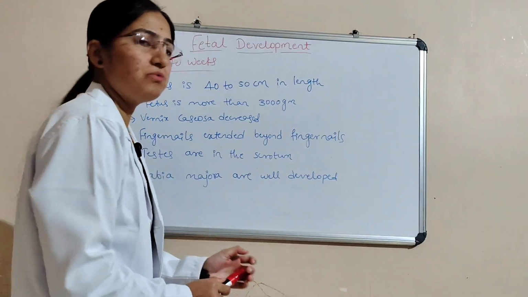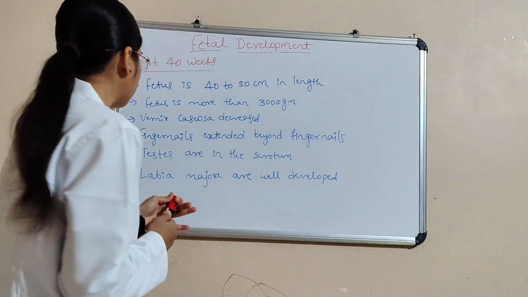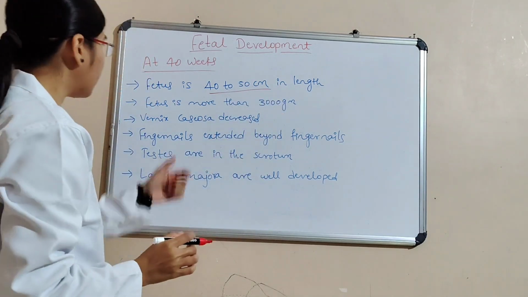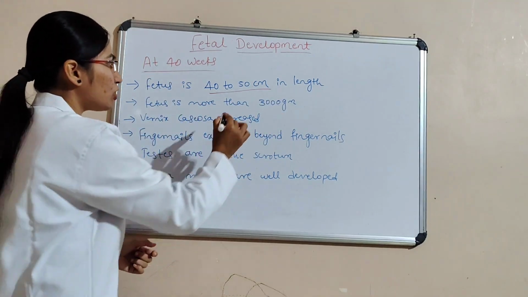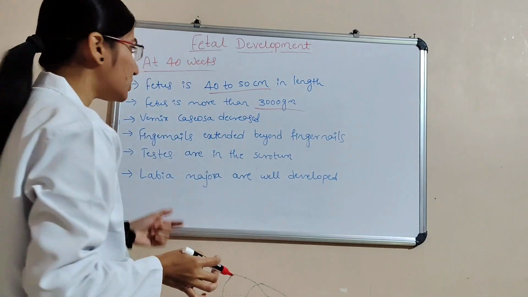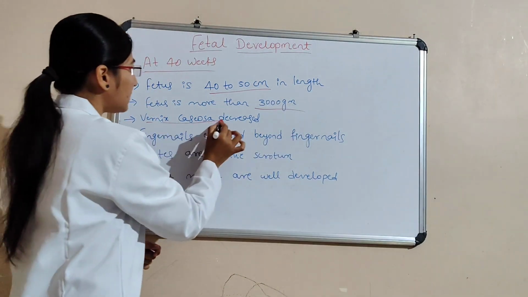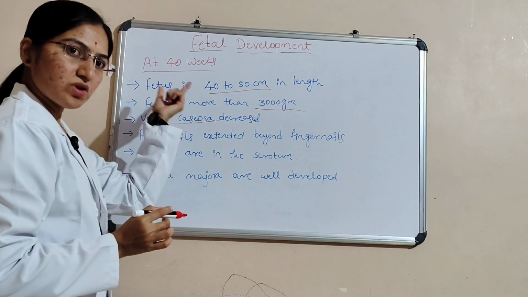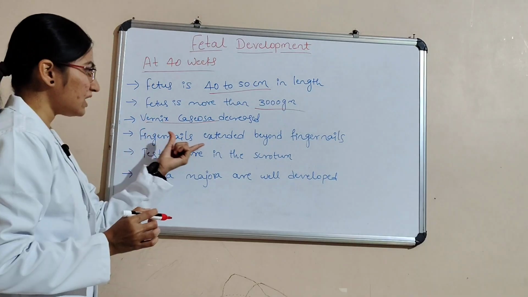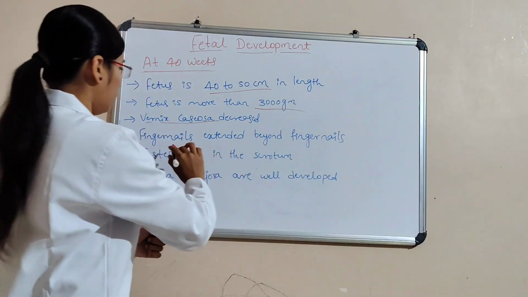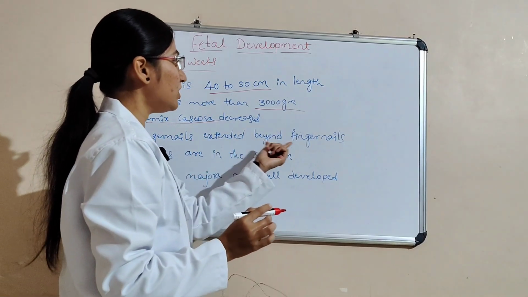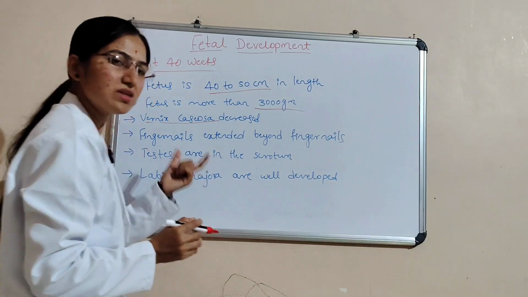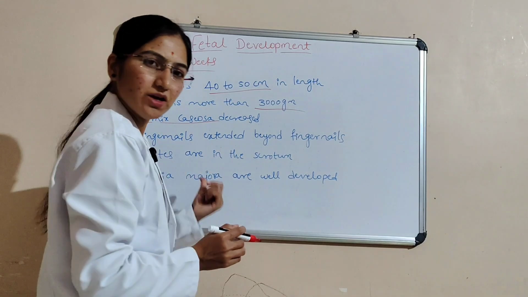Now we'll see 40 weeks. Here the fetus is 40 to 50 centimeter in length at 40 weeks, and the fetus is more than 3000 gram, that is more than 3 kg. Vernix caseosa is decreased. Fingernails extend beyond the fingertips, and testes are in the scrotum if it is a male baby, and labia majora are developed if it is a female baby.